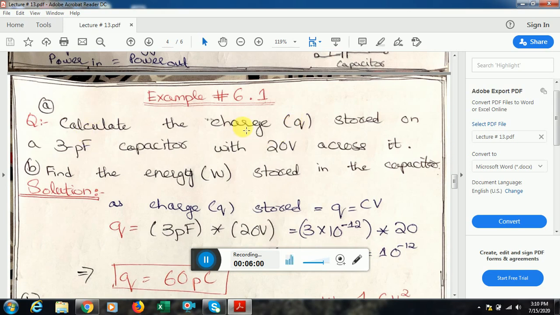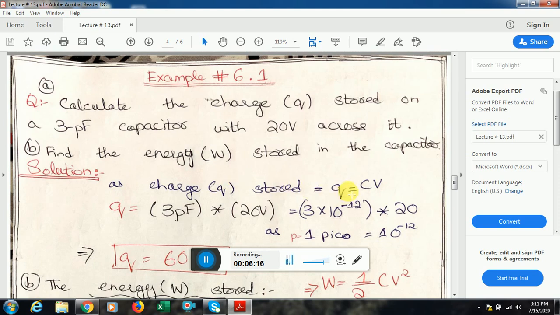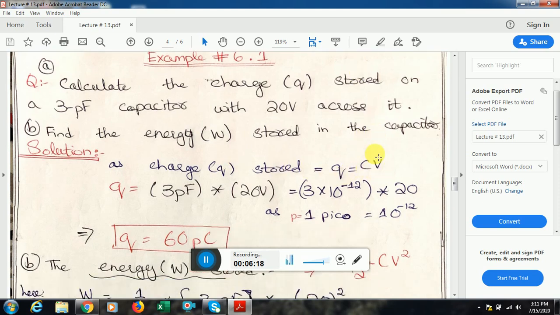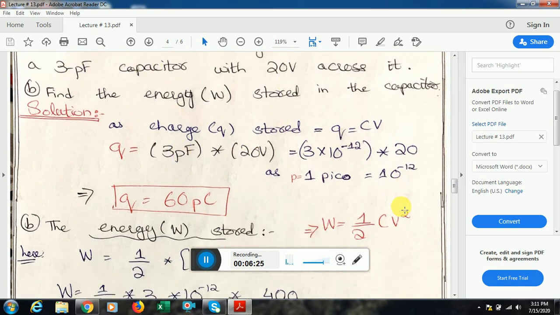In the first scenario, we are given example 6.1, in which we have to find the charge stored on a 3 picofarad capacitor with a voltage applied as 20 volt. First of all, we have to find the charge stored, and then we have to find the energy stored in the capacitor. So charge is Q = CV, which we just read. By inserting the values, 3 picofarad with a product of 20 volt, we get to know that the charge stored is 60 picocoulomb. Please remember that 1 pico is 10 raised to the power minus 12.